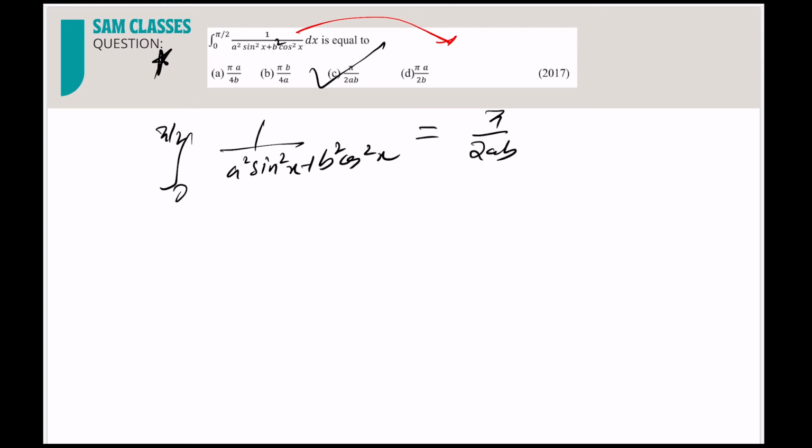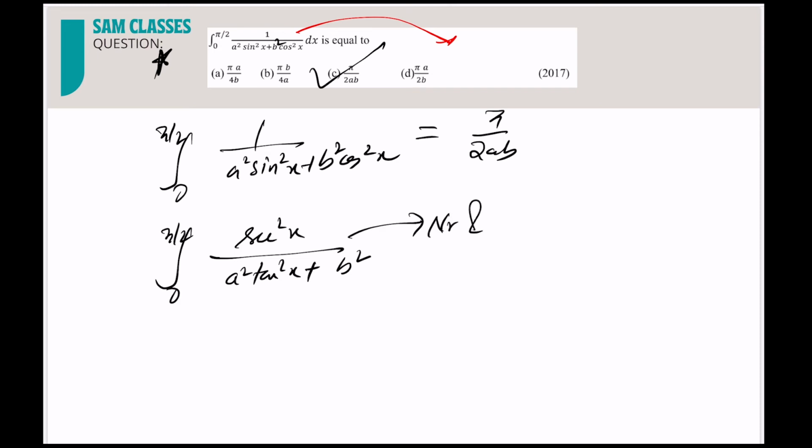Now how do we solve it? Very simple. It is there in R.D. Sharma and all those books also. From 0 to pi by 2, divide numerator and denominator by cos square x. The moment you divide, on top you will get secant square x, and below you will get a square tan square x plus b square. The moment you get this, the question is done. Take tan x as t, so secant square x dx is equal to dt. You won't have any difficulty.